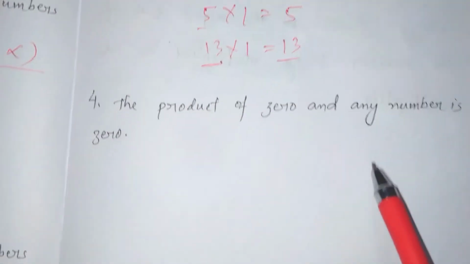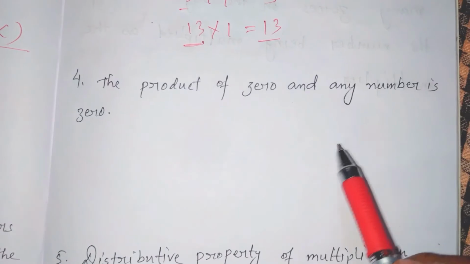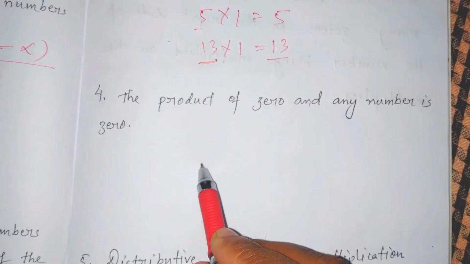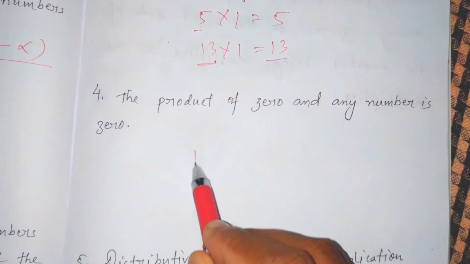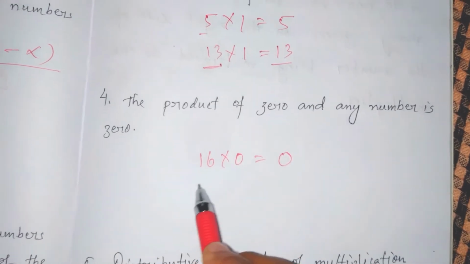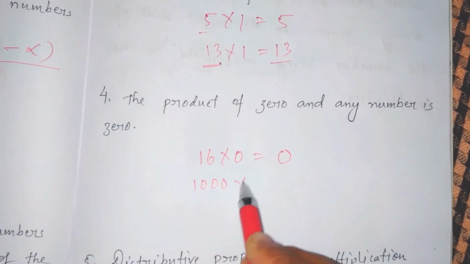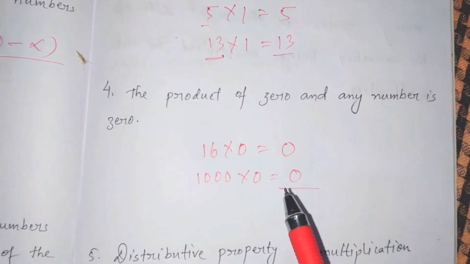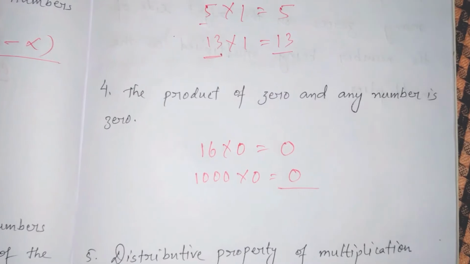The product of 0 and any number is 0. So this is also very easy. As you know, if you multiply 16 into 0, the result will be 0 itself. If you multiply 1000 with 0, what will you get? You will get 0 itself. So this property is also very easy. Let's see the next one.